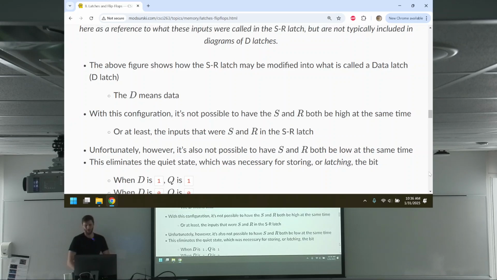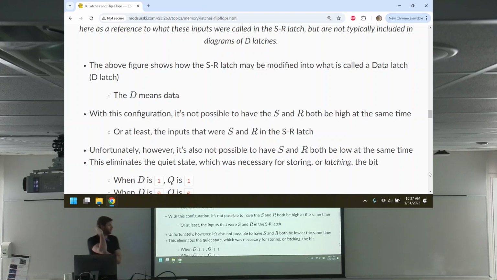All right. The above figure shows how an SR latch may be modified. The D means data. So this is a D latch, a data latch. Do we want to set it to a 0? Do we want to set it to a 1? If it's a 0, R is set high, which means we reset the output Q to be 0. When it's a 1, reset is 0, set is high, and so Q is 1. With this configuration, though, it's not possible to have S and R both be high at the same time, or at least the inputs that were S and R.